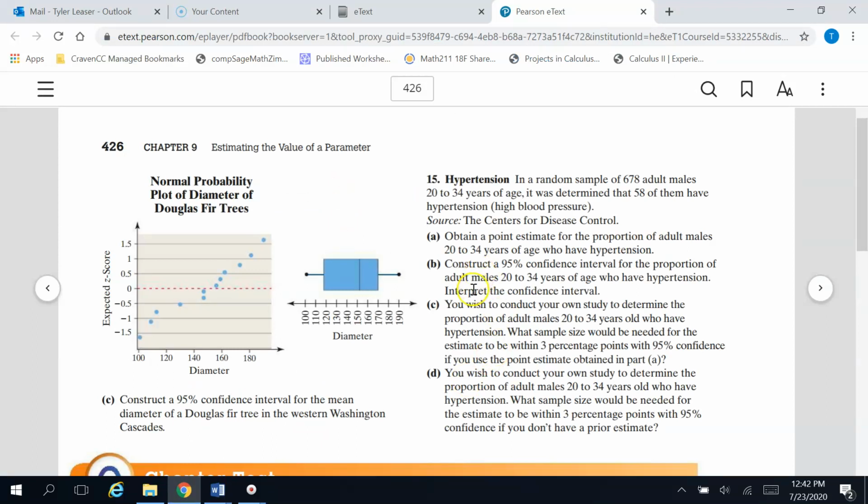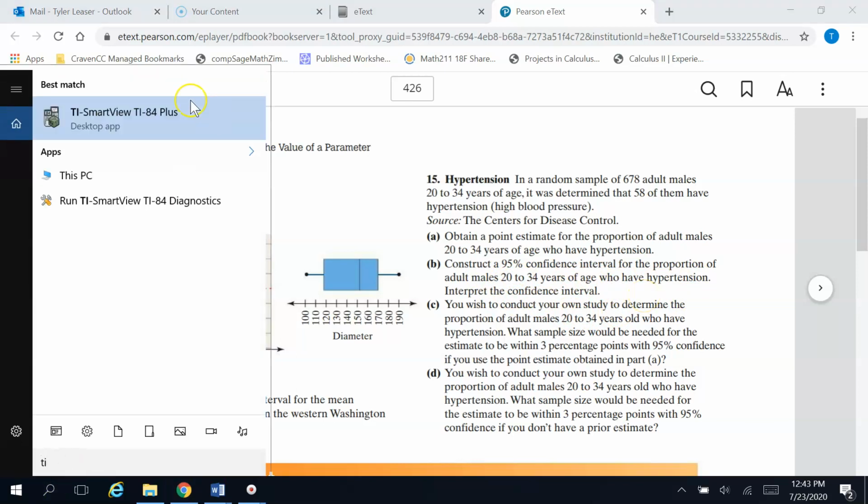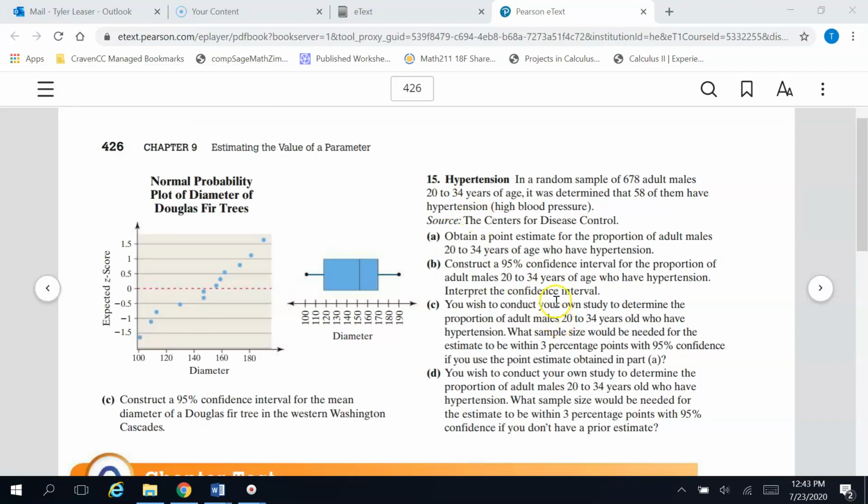Part B, they want us to construct a 95% confidence interval for the proportion of adult males 20 to 34 years of age who have hypertension. So let me pull up the calculator here. Should have had this up already. Sorry, I did in the first recording.